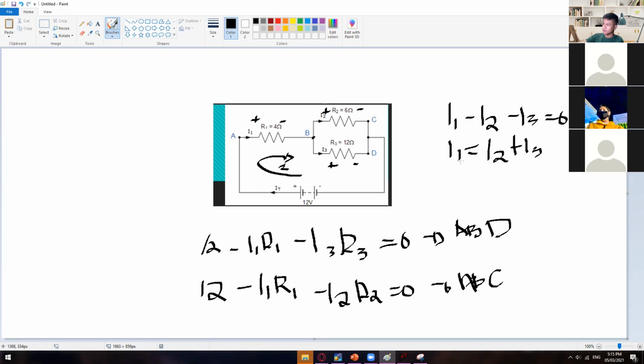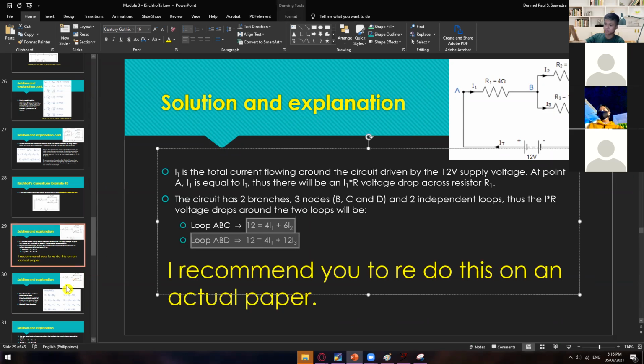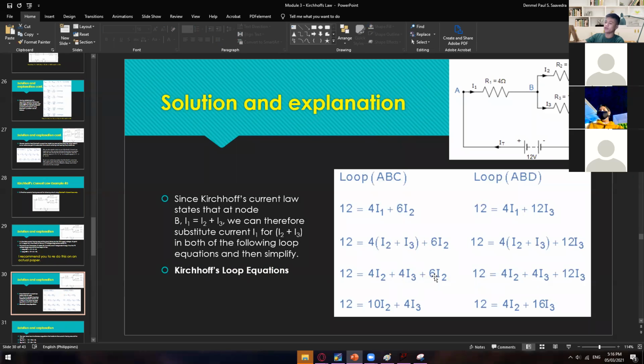And then from here, we can substitute this into either of those two expressions. Pwedeng dito sa ABB or pwedeng dito sa ABC. Anyway, in here, we have already substituted I sub 1 in both of those expressions, and then just simplify it more. Then you will get this kind of expression: 12 is equal to 10 I sub 2 plus 4 I sub 3, and then 12 is equal to 4 I sub 2 plus 16 I sub 3. And then from here again, we can form another formula by solving for I sub 2.